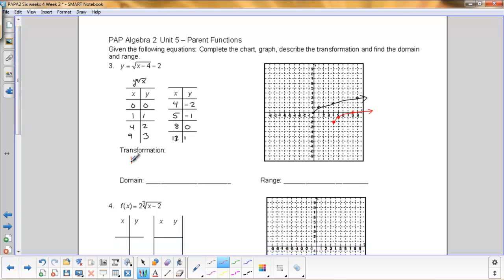Transformations are right 4, down 2. Domain is going to be from 4 through infinity. Range is going to be -2 through infinity. By this point, you should be recognizing that the domain and range also demonstrate that same shift, both right and down.